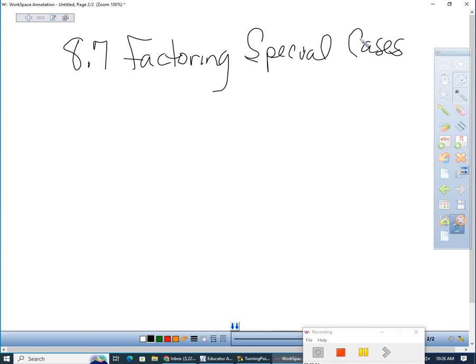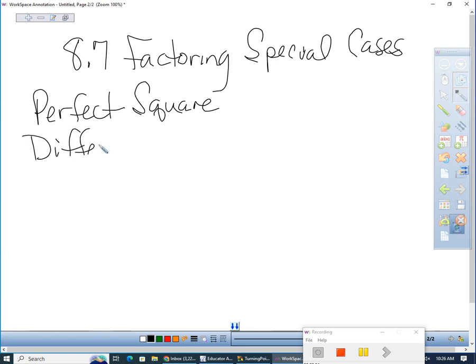Now, when we multiplied things together, we said there were two special cases. One of those was a perfect square, and the other one was called the difference of squares. Do you recall us talking about those two things? Kind of. That's good. All right, so we're going to start with a perfect square. A perfect square is a trinomial that when you factor it has two identical factors. That makes sense?